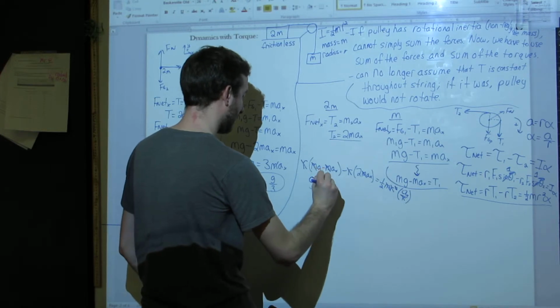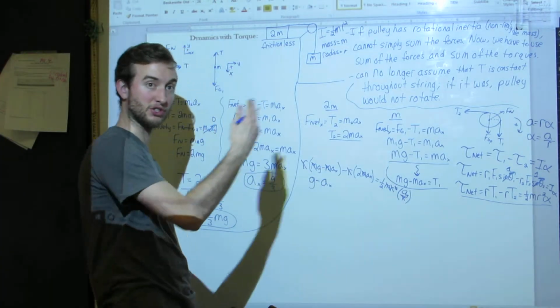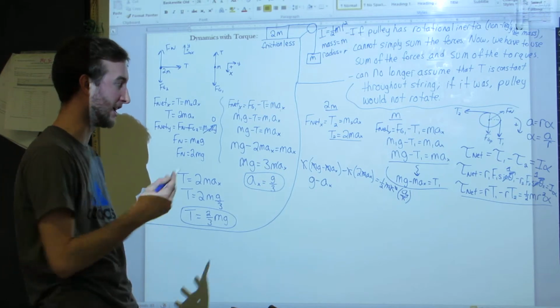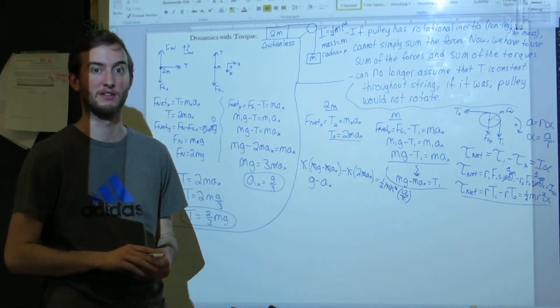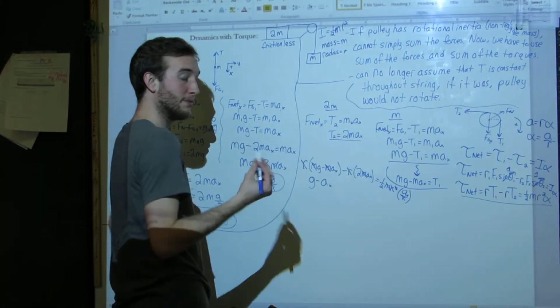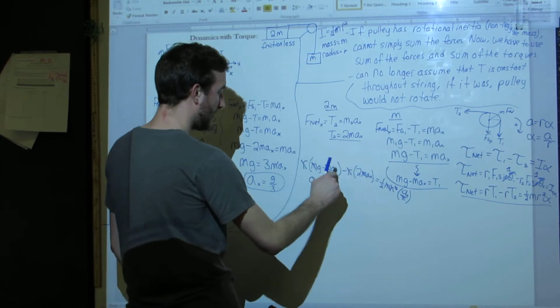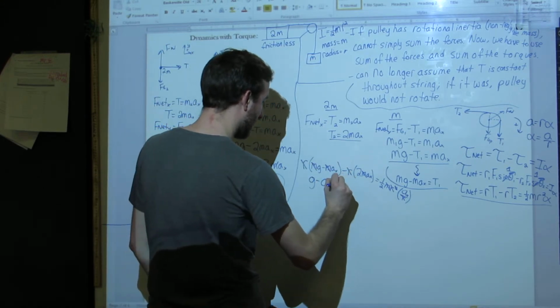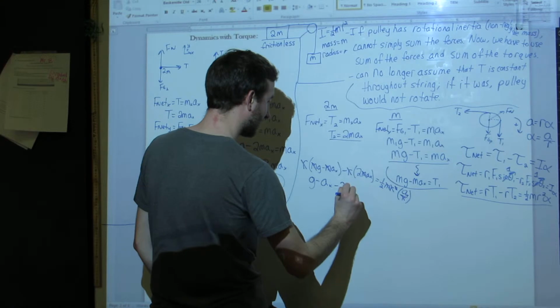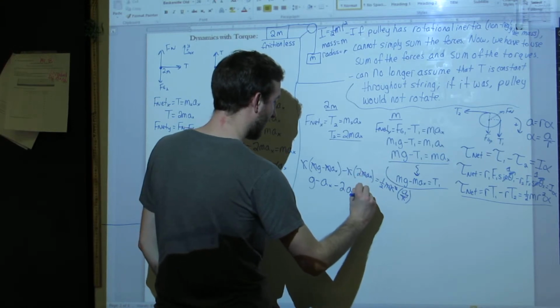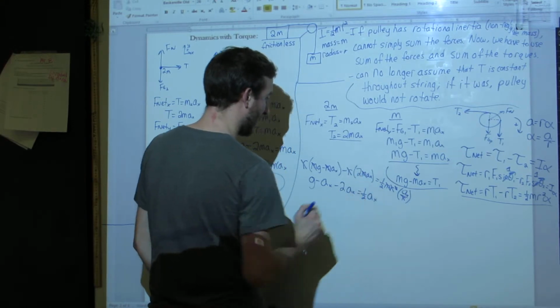If you want, I would probably rewind this just to see that again. I would probably take a look until you understand why I'm canceling everything out, why everything can cancel. Do the math yourself if you need to. G minus AX minus 2AX equals 1/2 AX.